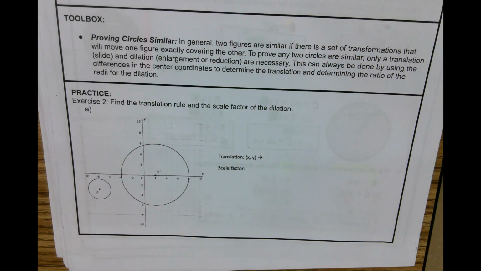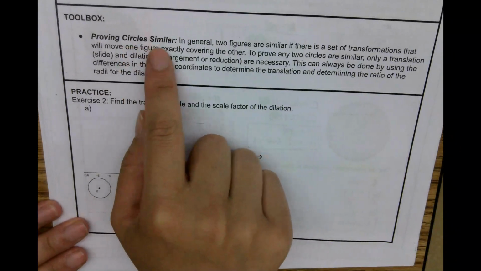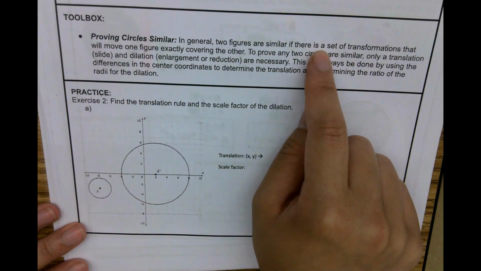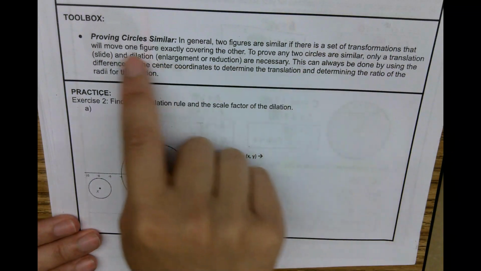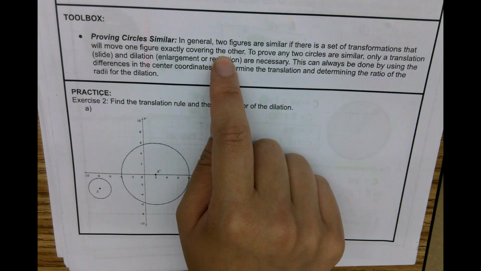Hi guys, so today we are continuing with circles, and this time we're going to talk about the similarity of circles. Okay, so proving circles are similar. In general, two figures are similar if there's a set of transformations that will move one figure exactly covering the other, right? So last semester we learned about the different transformations.